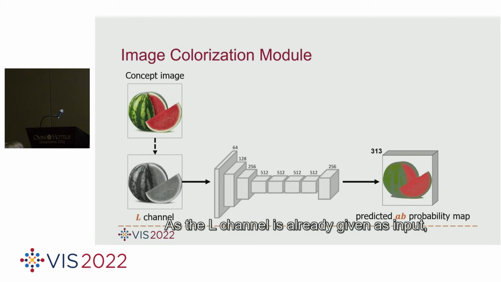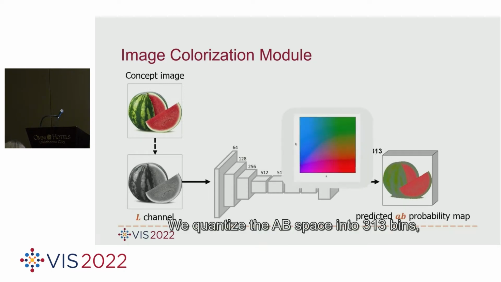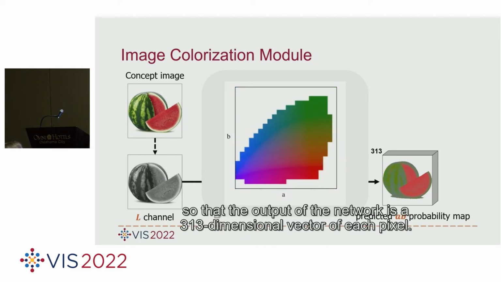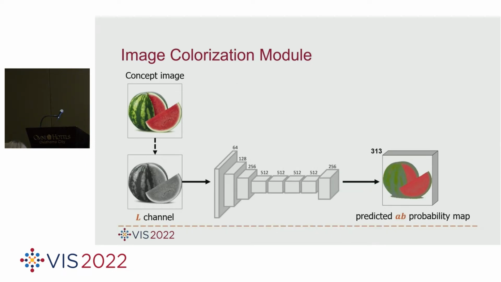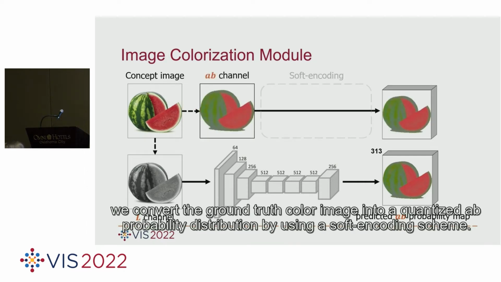As the L channel is already given as input, we only need to predict the probability map over the AB color space. We quantize the AB space into 313 bins, so that the output of the network is a 313-dimensional vector for each pixel. To define the training data for the network, we convert the ground truth color image into a quantized AB probability distribution by using a soft encoding scheme.